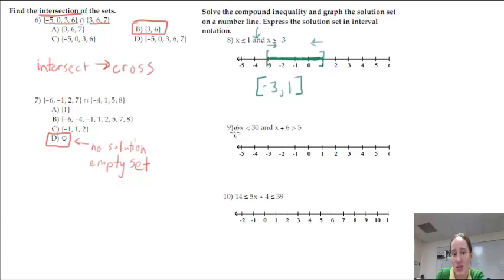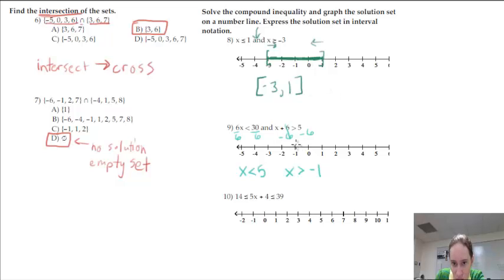On 9, we do have to solve a little bit because we have to divide both sides by 6 on this first one, which gives us x is less than 5. The second one, we need to subtract 6 from both sides, so that gives me x is greater than -1.